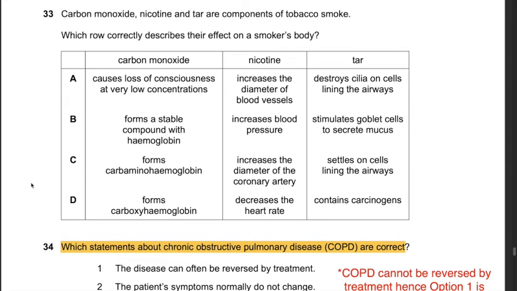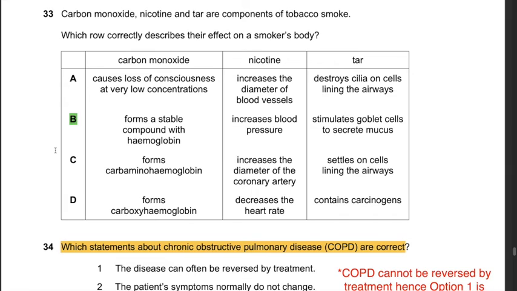Therefore, if we go through these options, for A, the effect of increasing the diameter of blood vessels under nicotine is wrong, as the diameter doesn't increase when nicotine is present but rather decreases. Hence, option A is incorrect. Option B, forms a stable compound with hemoglobin. Yes, that is correct for carbon monoxide. Increases blood pressure. That is also correct for nicotine. Stimulates goblet cells to secrete mucus. That is also correct for tar. Hence, the obvious correct answer is B.